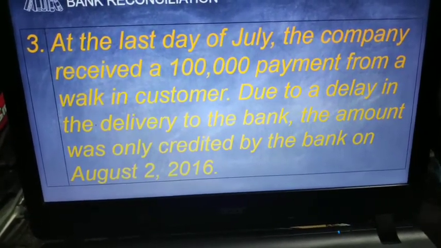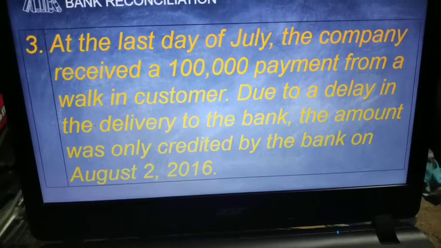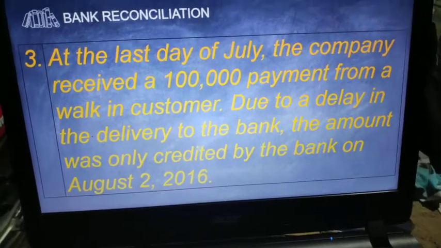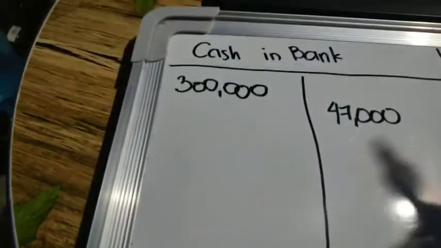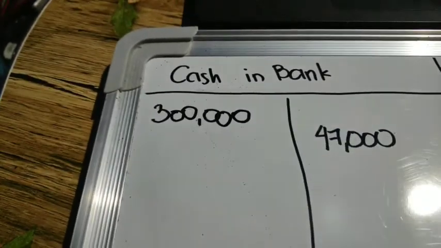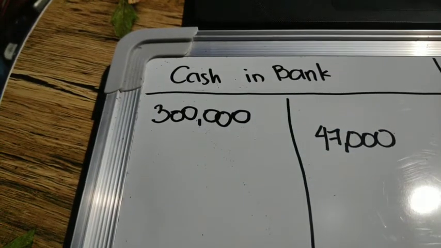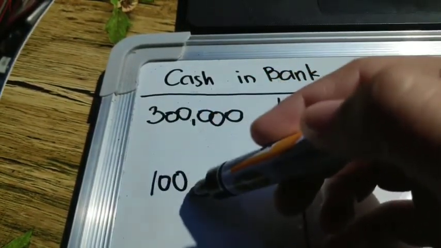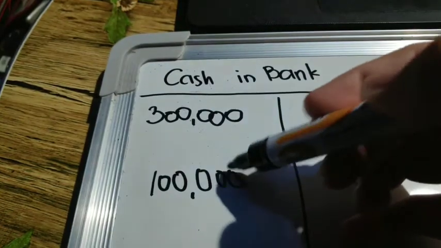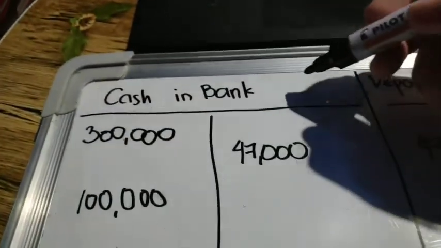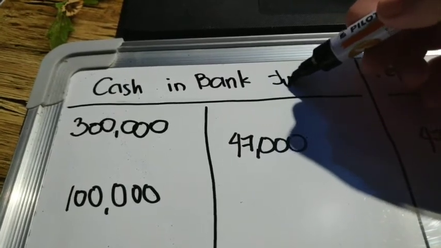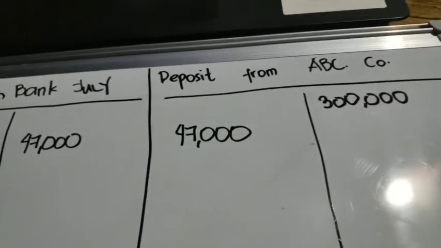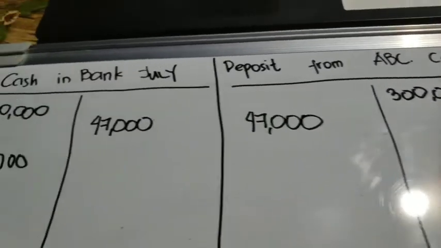So you need to reconcile first the amounts nga nakasulod for the month of July. So that is why on the company side, it had received a 100,000 from a walk-in customer. So it's a debit, okay? Nakakolekta man siya og kwarta. Now, for the bank, because this is a July reconciliation, wala pay na deposit. That is why dili nimo siya i-reflect.